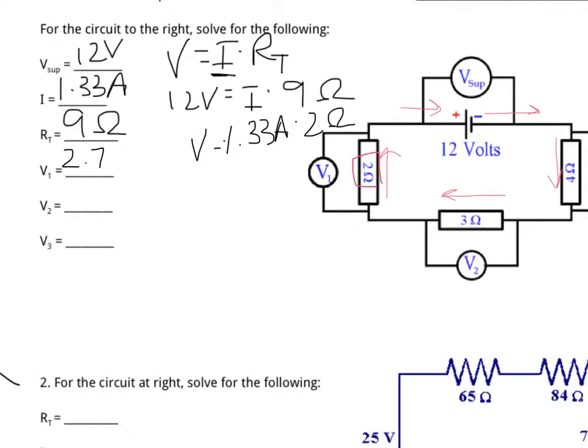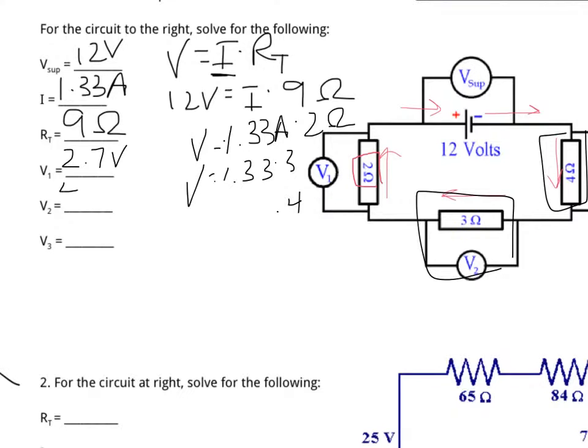We can solve the other voltages using similar equations. We'll take 1.33 amps times 3 ohms, and then times 4 ohms to solve for voltage 2 and for voltage 3. Voltage 2 comes out at 4 volts, and voltage 3 at 5.3 volts.